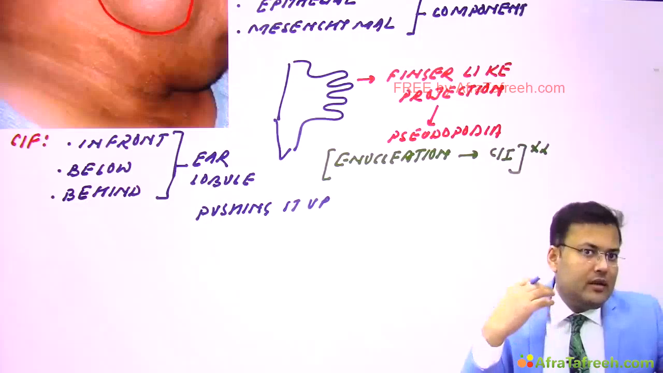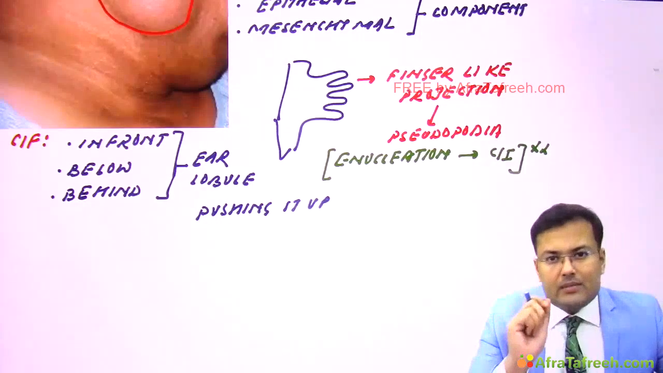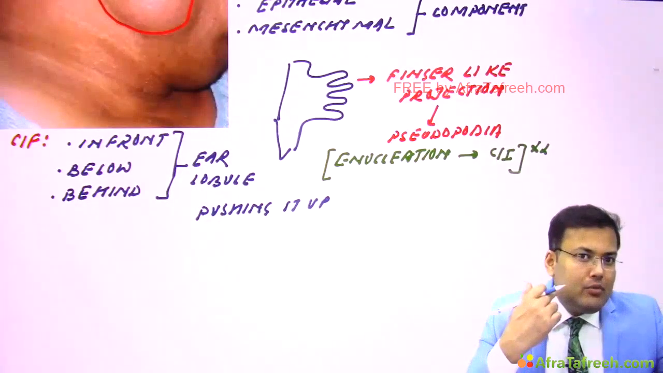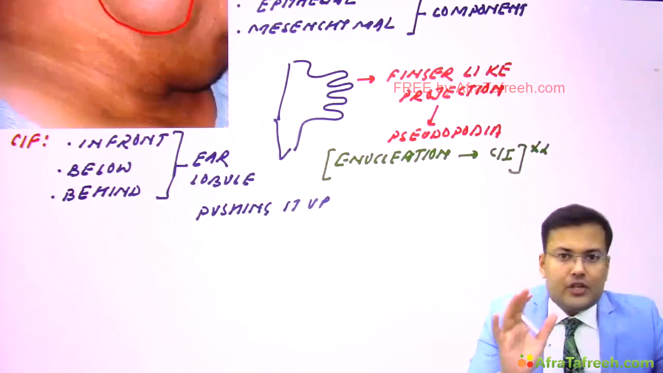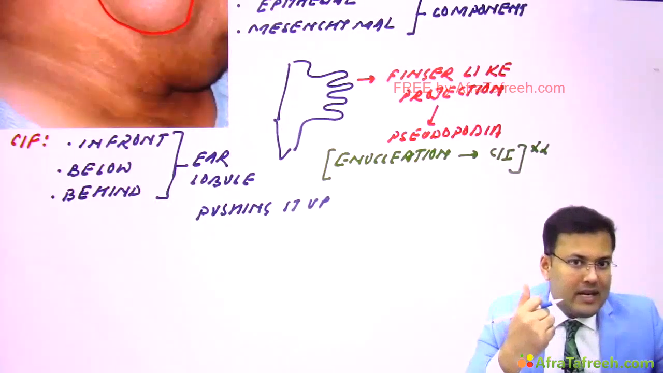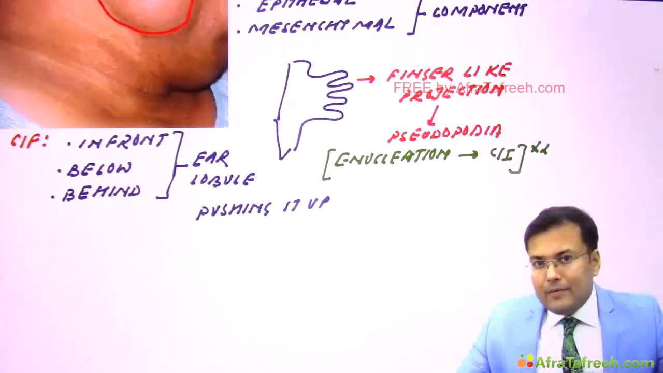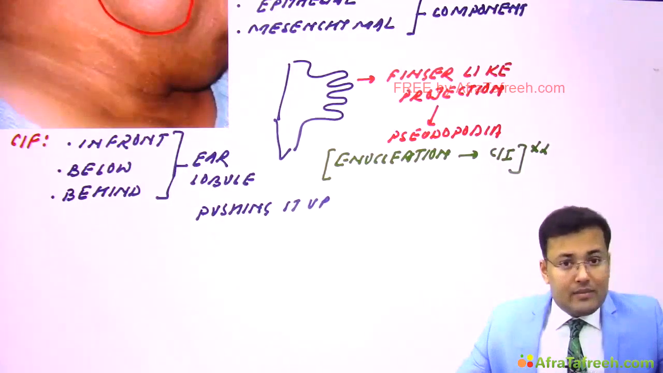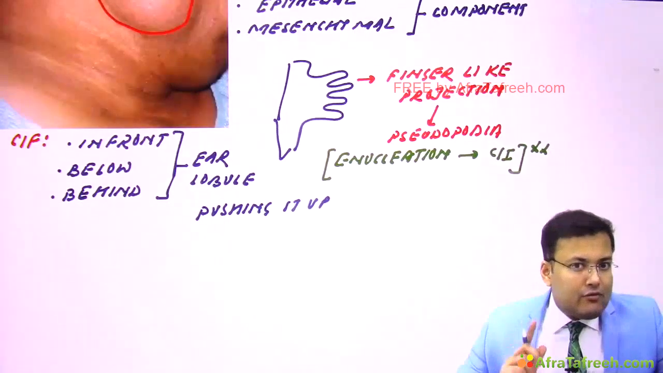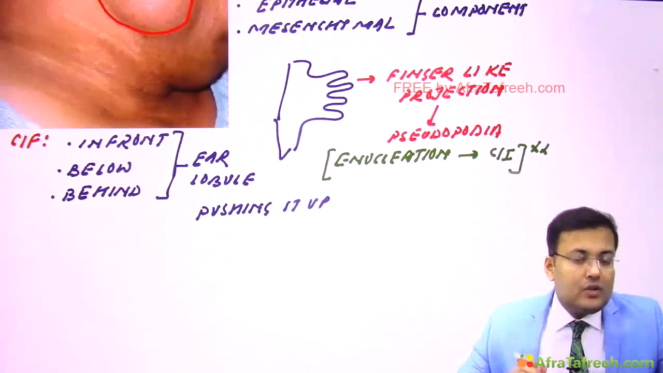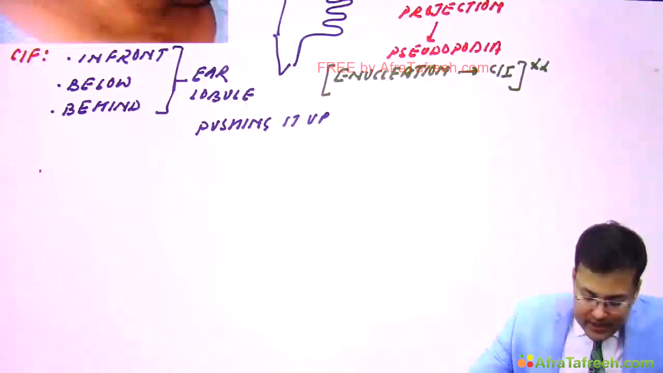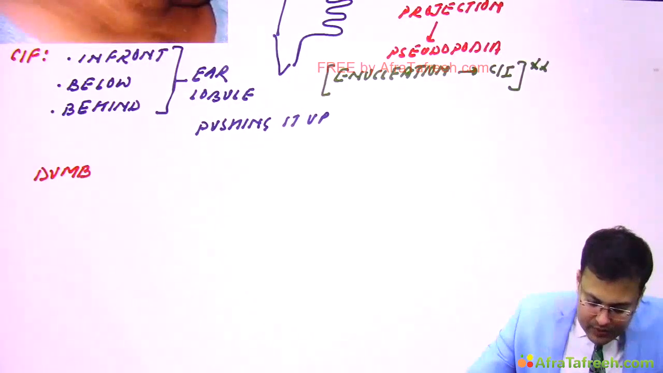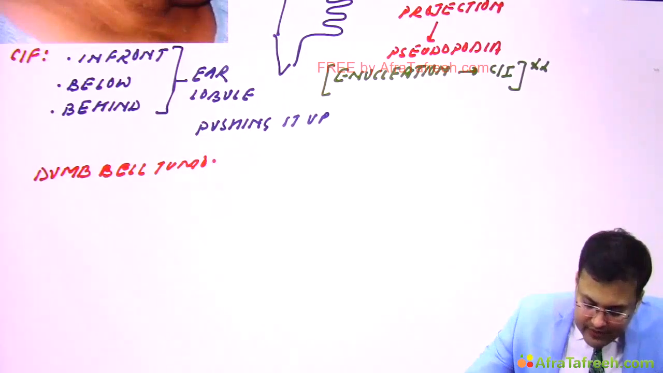The most common site is the superficial lobe. Sometimes the tumor is arising from the deep lobe, and if it is arising from the deep lobe, it is going to push the fascial pillars and tonsils towards the midline. And that's why if pleomorphic adenoma is arising from the deep lobe, pushing fascial pillars and tonsils towards the midline, this is known as dumbbell tumor. So what is dumbbell tumor in relation to pleomorphic adenoma?